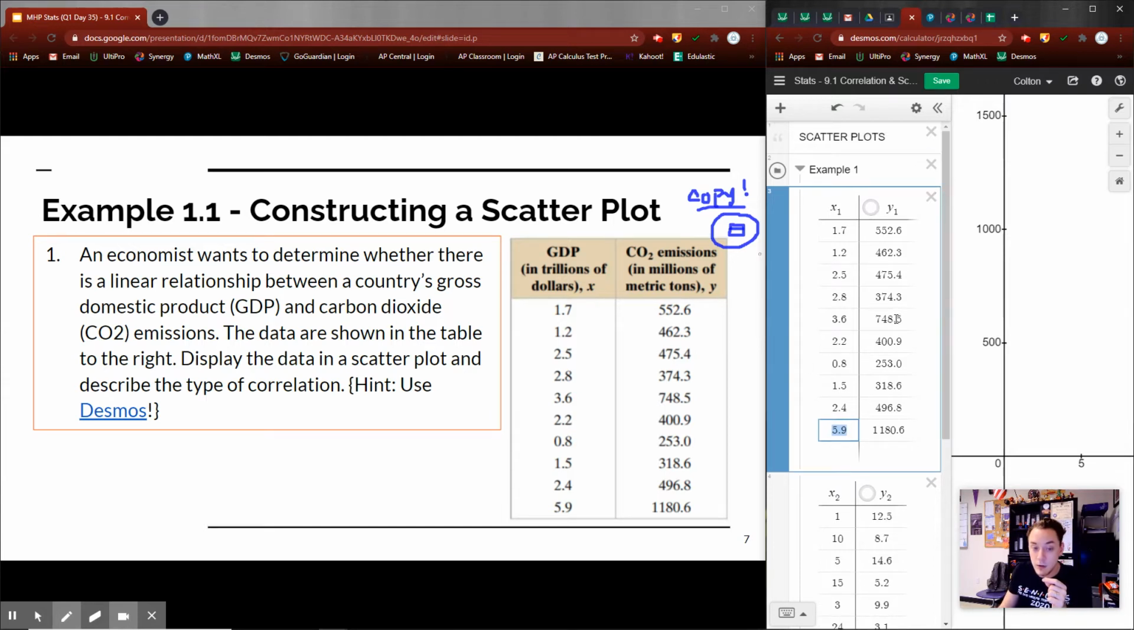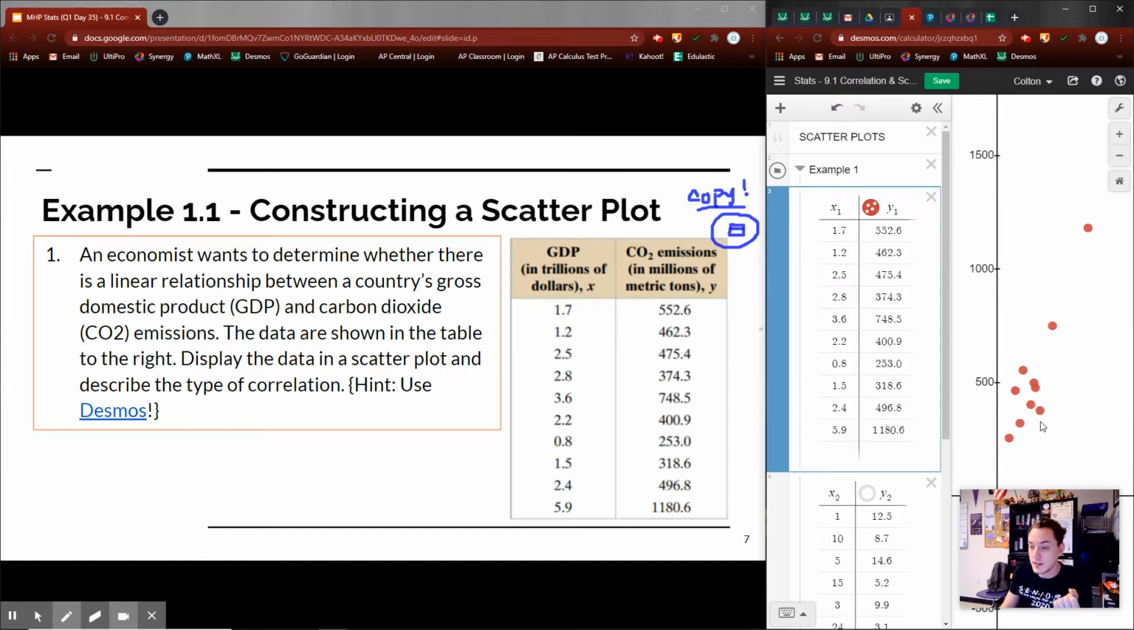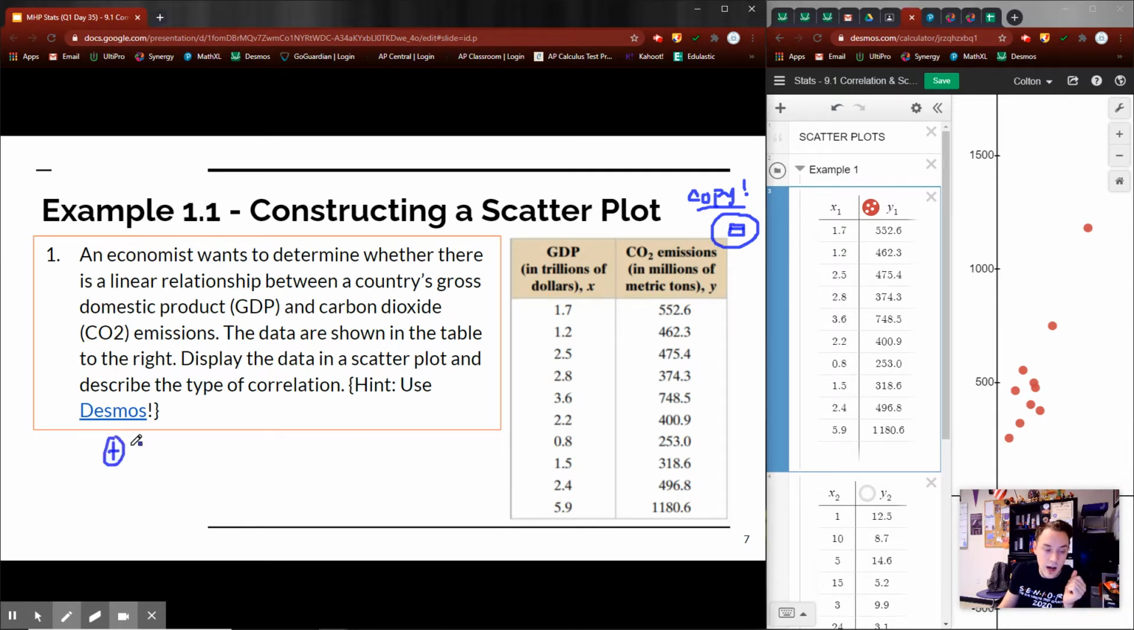So I have this table. Now we want to see if there's a correlation. All I have to do is click on this, and then this is my data. And I can zoom fit this. Now, is there a correlation here? There is. There absolutely is. It does look like it's going up, right? So what we can say is that this is a positive linear correlation. Okay, positive linear correlation. All right, and that is my final answer, a positive linear correlation.